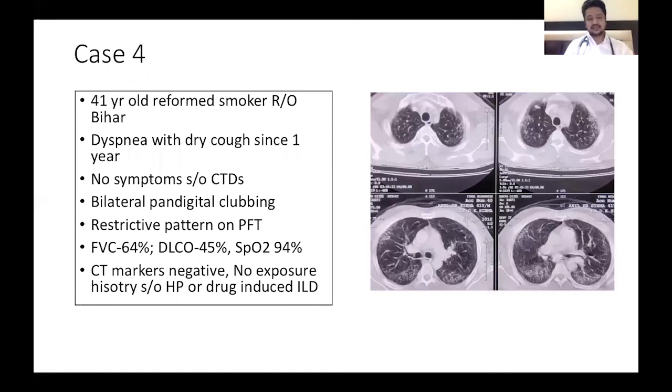This is the next case, case 4. We have a 41-year-old male with diffuse ILD, and he is not responding to our treatment. So we want to see what the other options are, and what is the type of that ILD. There are no symptoms to suggest any connective tissue disorder or any HP. All our diagnostic investigations, serum and other things, were normal, and he is not responding to our usual therapy. So we want to make the diagnosis of what type of ILD it is.